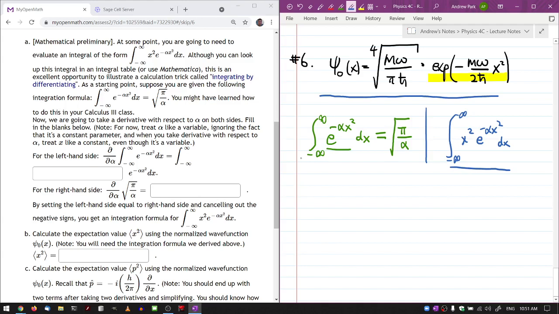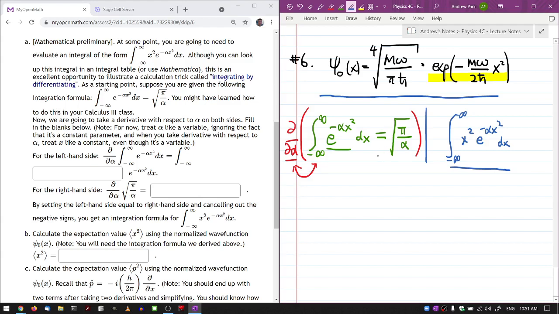So this is how you do it. You imagine taking this expression and differentiating it with respect to alpha. Forget for the time being that alpha is a constant parameter. We are treating it like a variable. And when you do that, on the left-hand side, you can swap the order of the integral and derivative for well-behaved functions. This is something you can do. I think there's a theorem in calculus that proves this for well-behaved functions.